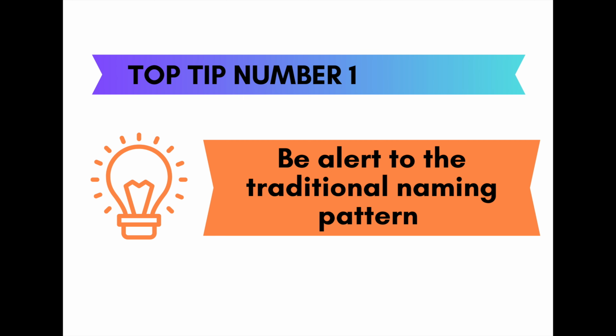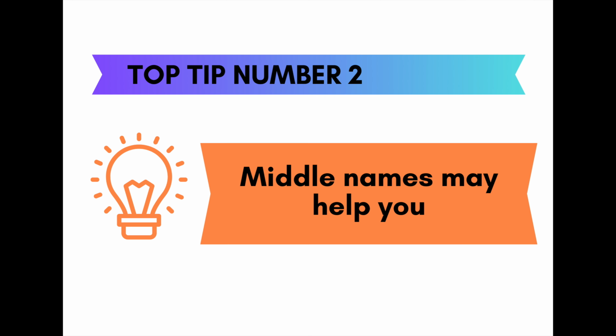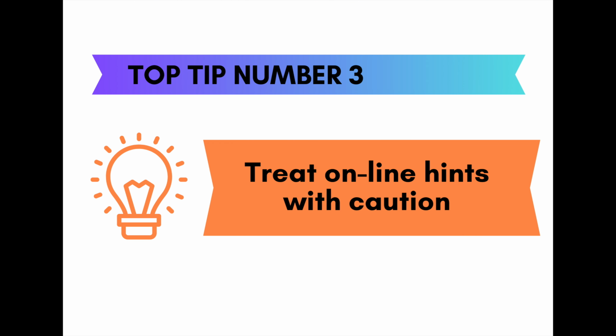I always like to end my videos with my top 3 tips, so for this episode I'll leave you with tip number 1, use a traditional naming pattern as a starting point, but don't be afraid to abandon it if it becomes clear your ancestors were simply doing their own thing. Tip number 2, look out for middle names which could tell you the mother's or grandmother's maiden name. And tip number 3, treat hints suggested by online platforms with caution until you have checked them thoroughly.